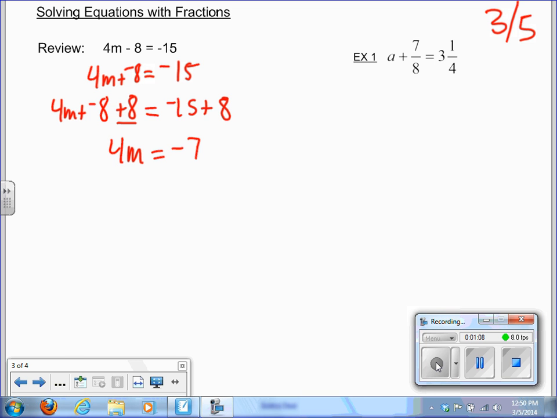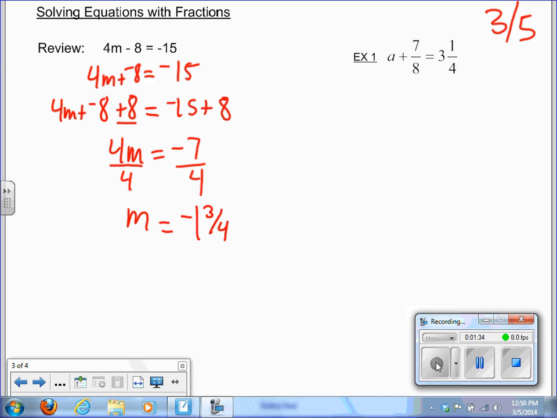Negative 7. What is 4 called? What's the vocabulary word for 4? Caleb? Coefficient. It's the coefficient. How do we eliminate a coefficient? 4 times m. What do we do to both sides, Jana? Divide by 4. And we have m equals negative 1 and 3/4.